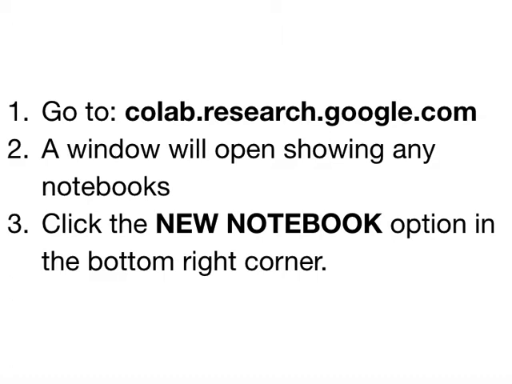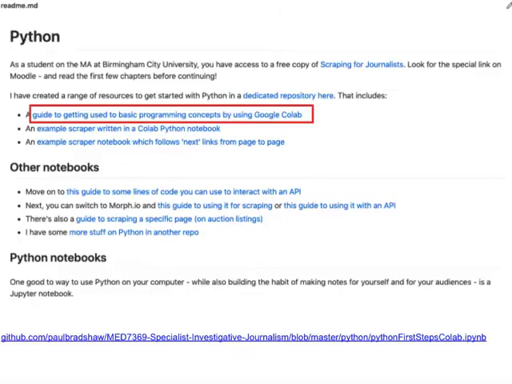When you go to that address, if you're logged into Google Drive, then a window will open showing any Google Colab Python notebooks that you have. And you won't have any unless you've used it before, but this is where you can start to create your own Python notebooks to write Python code and create scrapers, among other things. To do that, you need to click on the New Notebook option in the bottom right corner of the screen, and this will open up a new blank Python notebook. Now, I'll pick that up in another presentation.